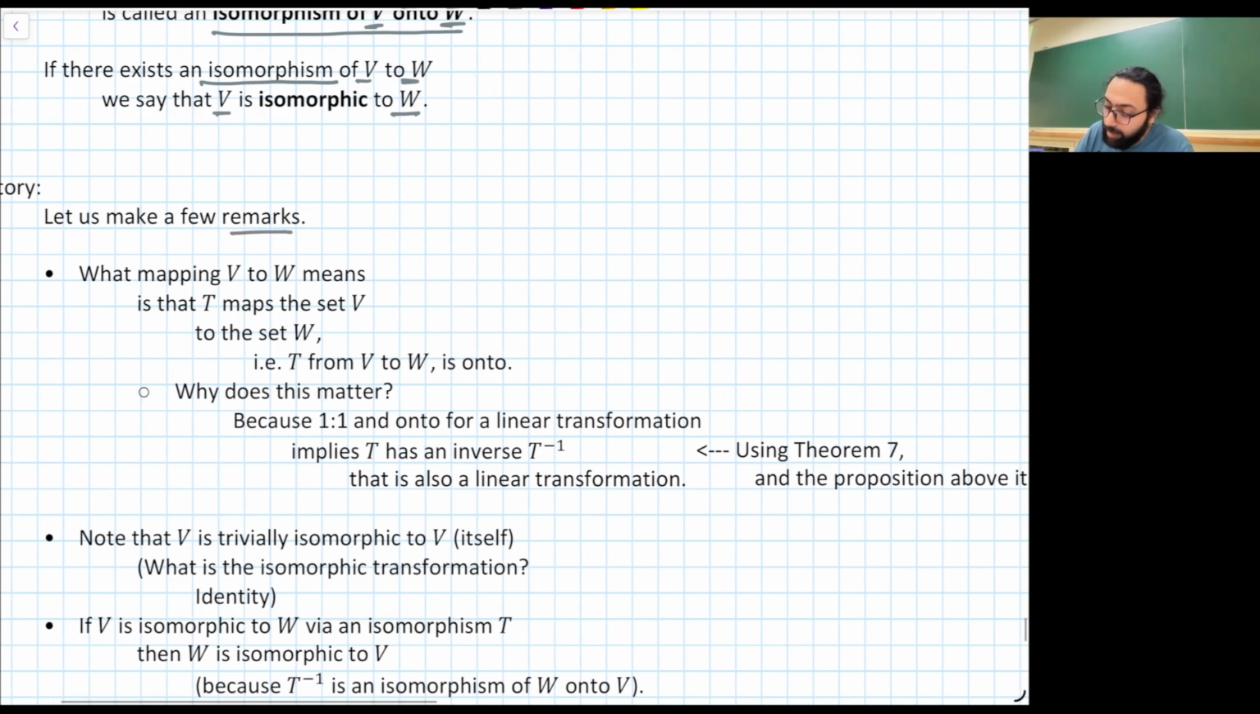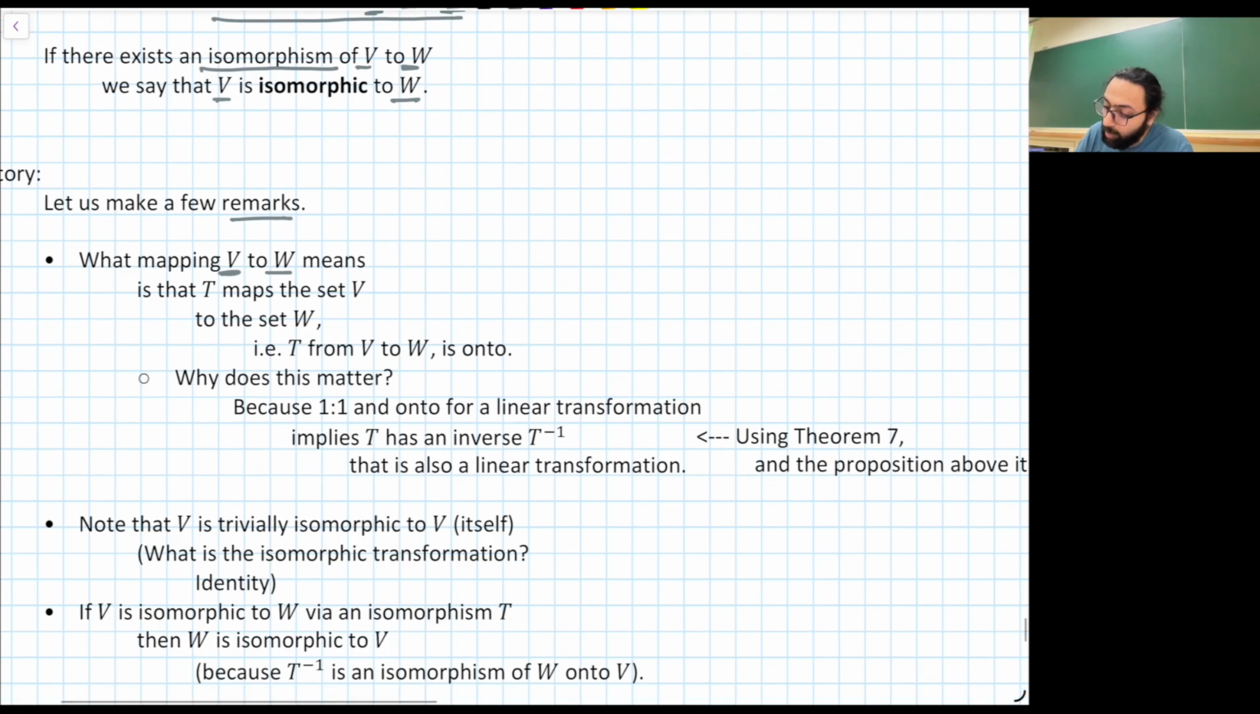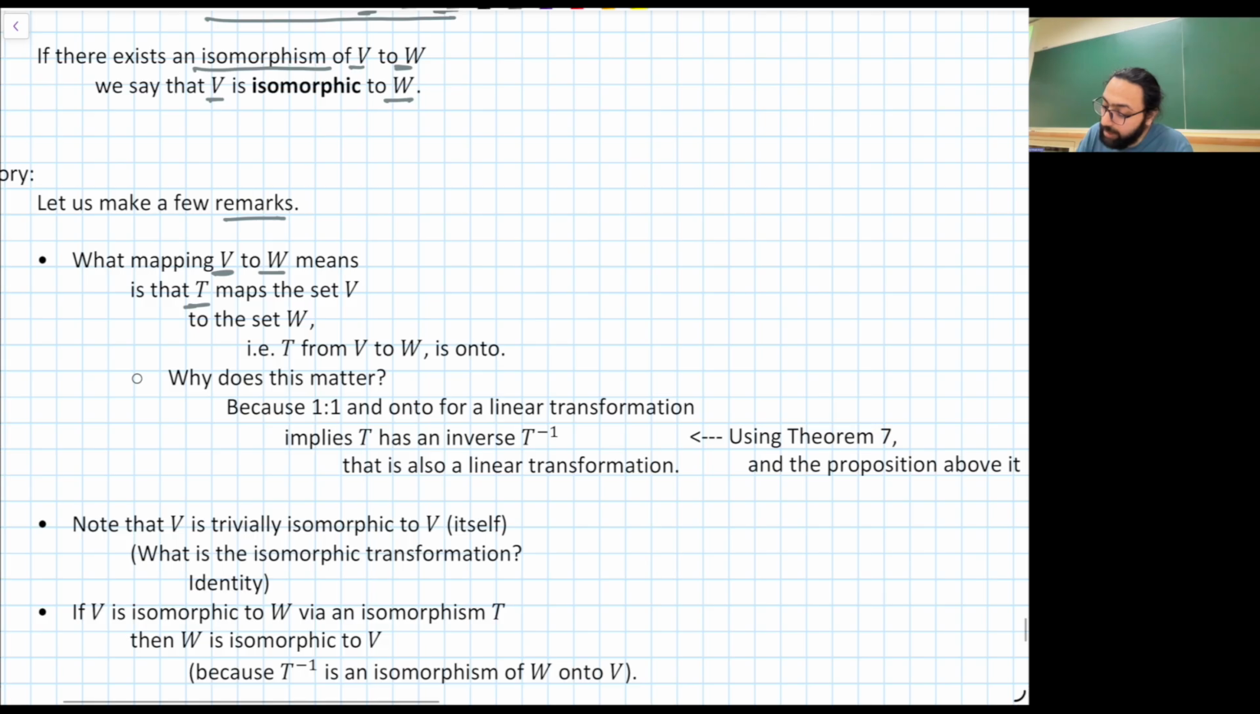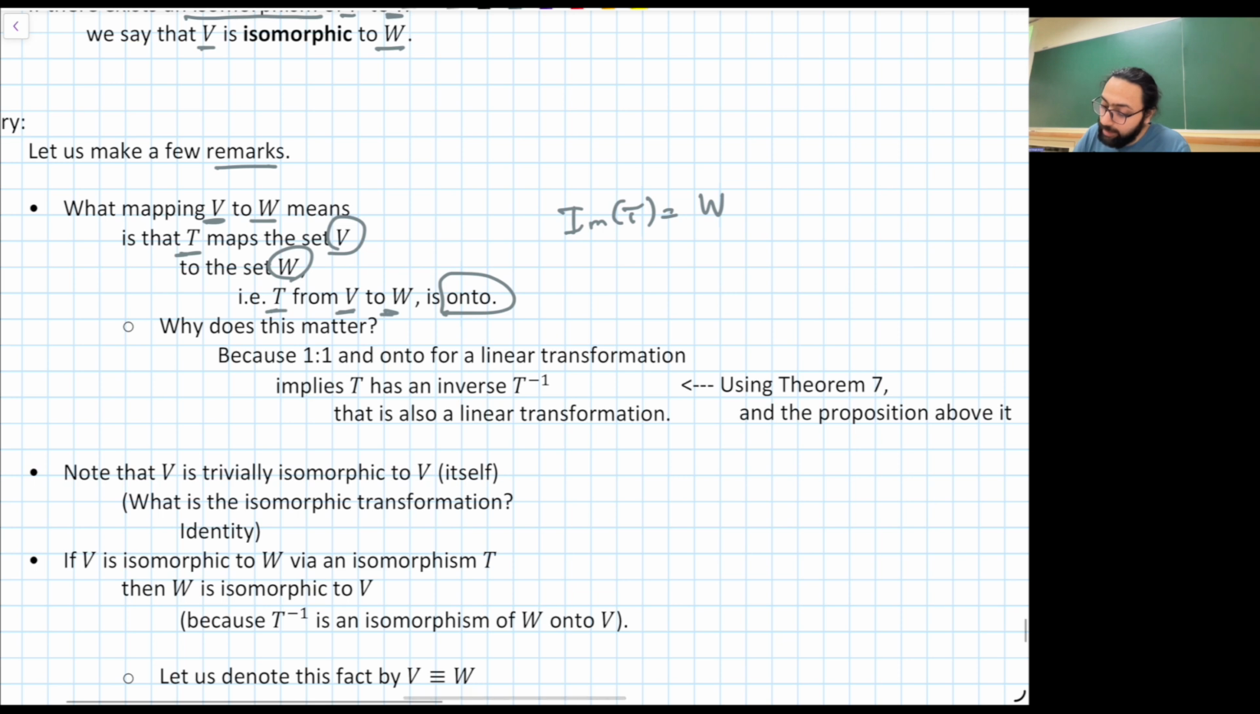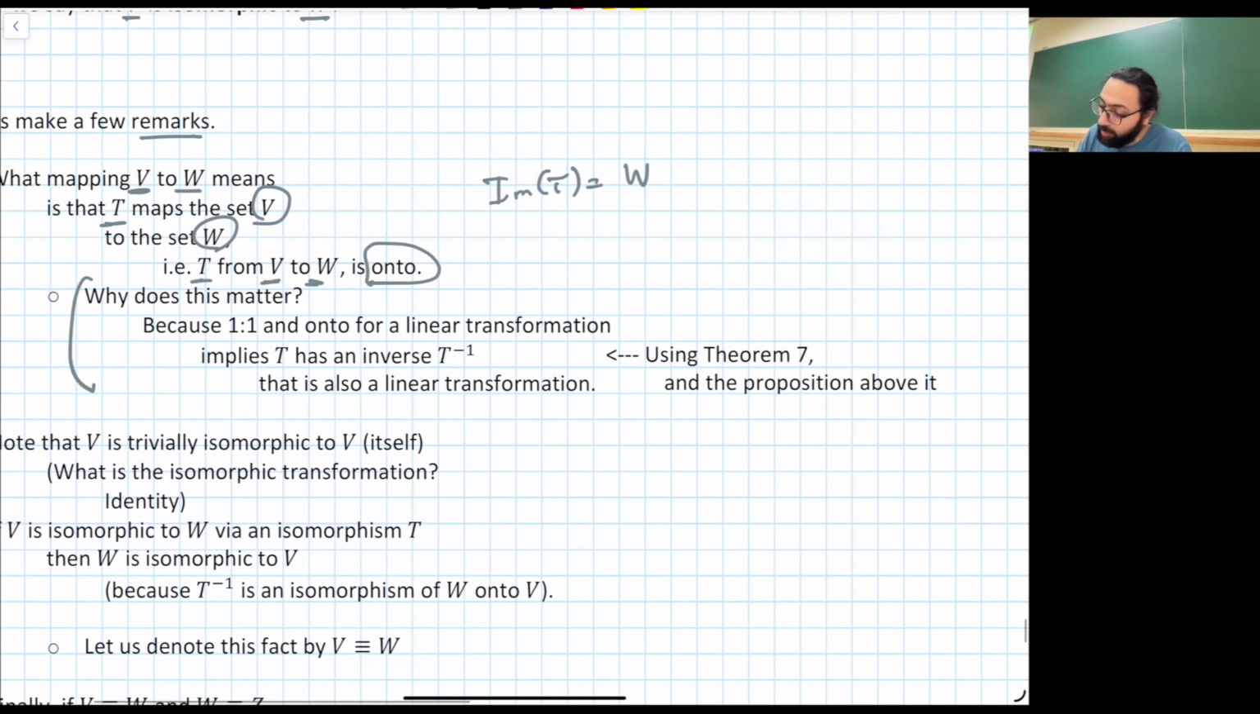So what does mapping V onto W mean? What we mean by this is that the map T takes the set V onto the set W. That is, T from V to W is onto. Right? So you're not missing out on any elements. So the image of T is the same as W. And why does this matter? Because one-to-one and onto for a linear transformation implies that T has an inverse, and that is also a linear transformation.